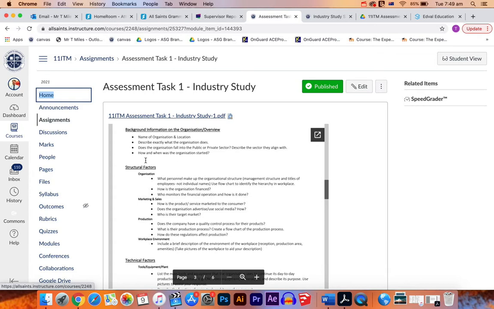So for the introduction, I just want some basic background information on the organization. Things like the name of it, what does it do? What are the products and services that it offers? Is it TV, radio, and streaming? I think it is. So just a broad overview of the function of the business.